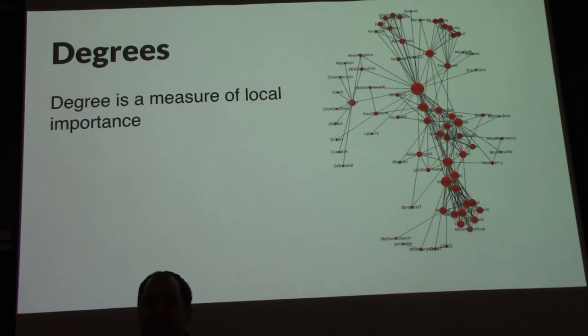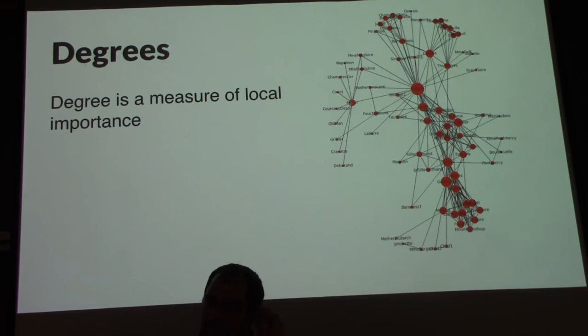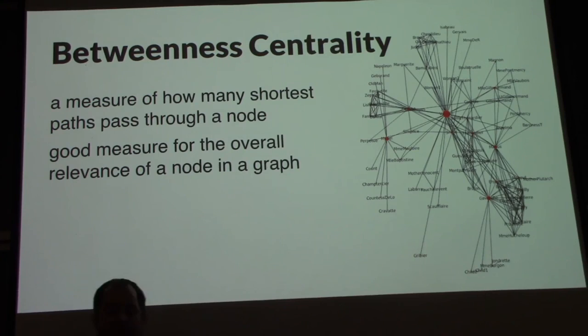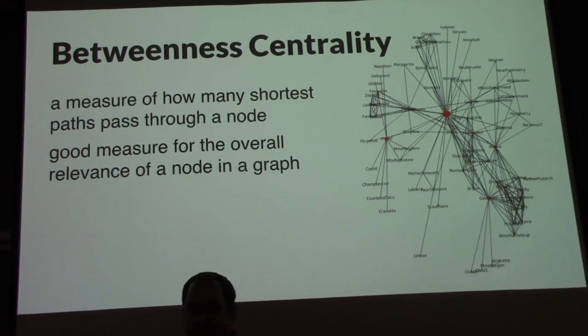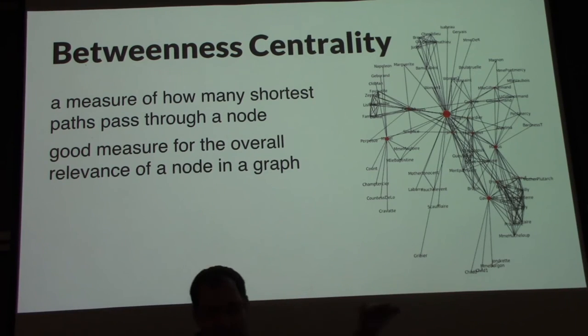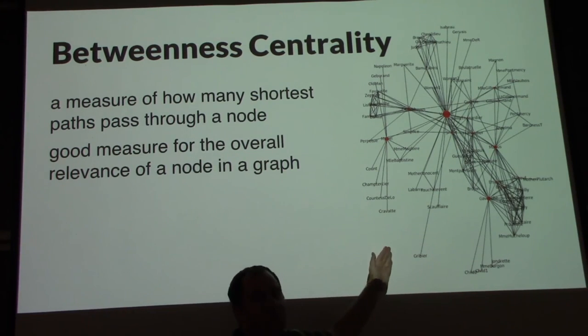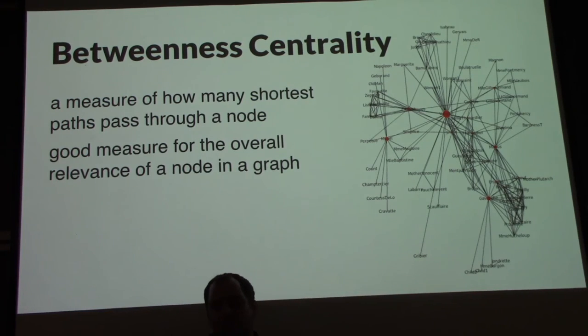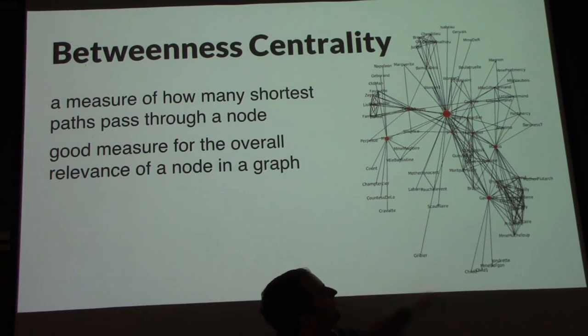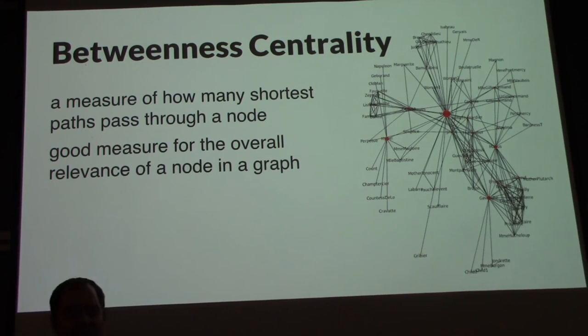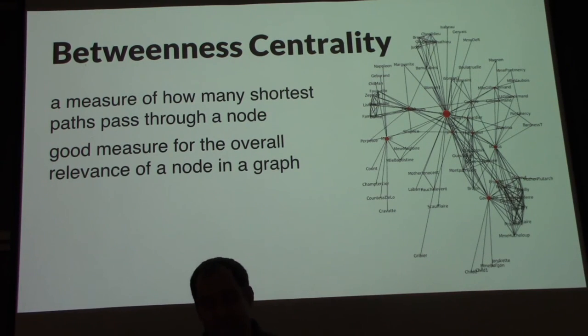If you think about, for example, the internet, it would be easy to fake the degree of a node, but it would be harder to fake something like betweenness centrality. Betweenness centrality is a measure of how many shortest paths pass through a single node. And this is a good measure of the overall relevance of a node in a graph. Here I'm plotting the betweenness centrality of these nodes. How betweenness centrality works is, for every node to every other node, I find the shortest path, and then I keep track of how many shortest paths go through a certain node. You can see the nodes here are sized by the betweenness centrality, and there are a lot of shortest paths that go through Valjean. So this is a good measure for the overall relevance of a node in the graph.